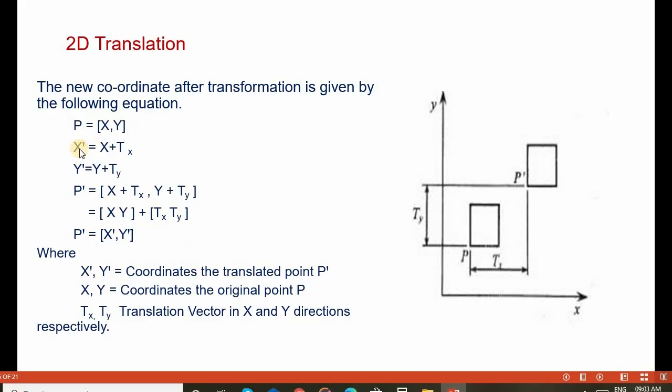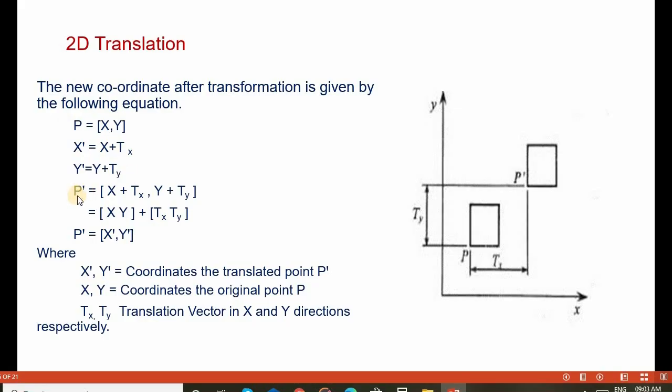Then we are getting the new points. So we are adding the new points: x dash equal to x plus Tx. Here x is the original point and Tx is the translation vector. We are adding the increments, the translation vector, in the respective directions. Tx is added in the x axis and Ty is added in the y axis. So x dash equals x plus Tx and y dash equals y plus Ty.